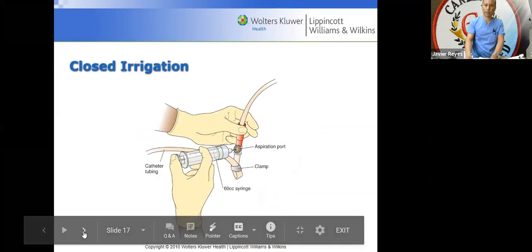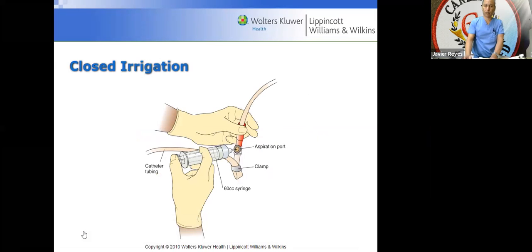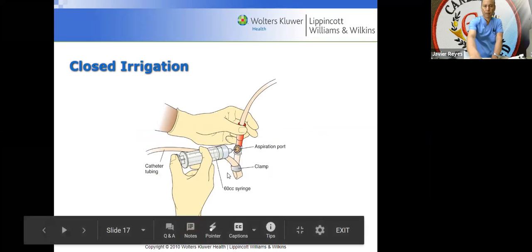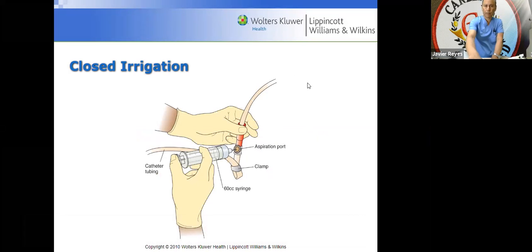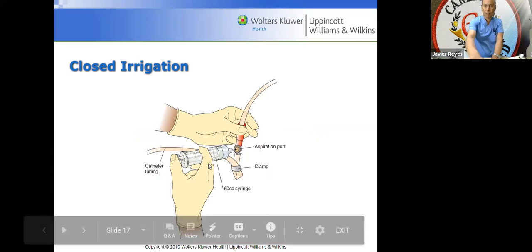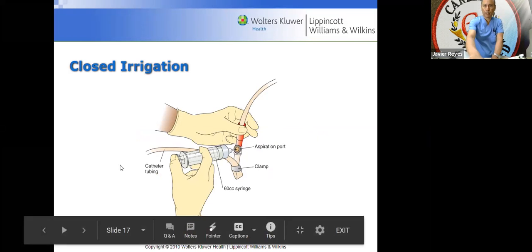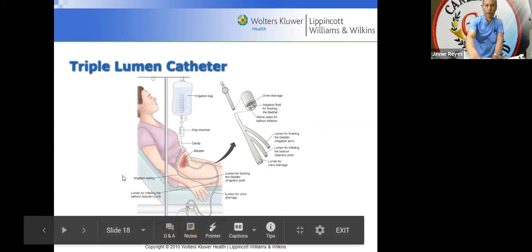Closed irrigation, we don't do it very much because it's very difficult. But here's pretty much an example of how we collect the specimens I was telling you earlier. We have to clamp it right here so the urine stays in the bladder. So this is in the bladder. I'm sorry, it's this way. Catheter tubing is this way. This is where we get our urine samples from. There you go.